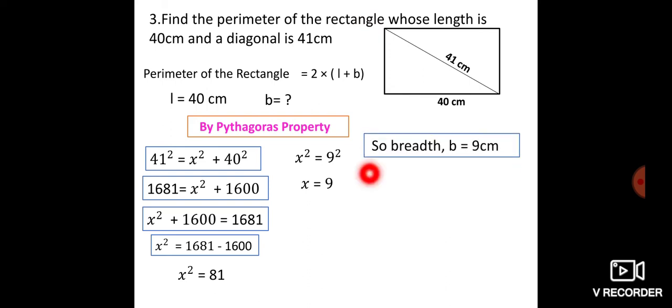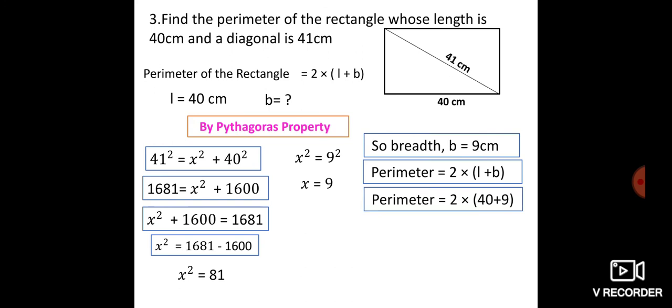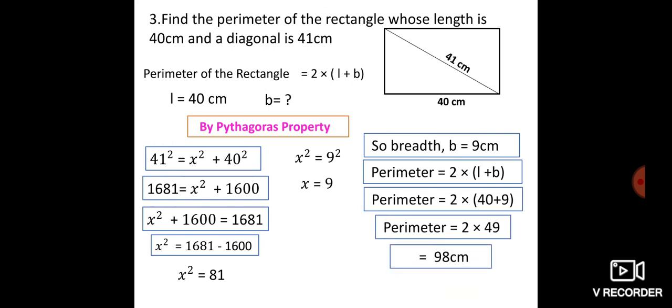So, by using this equation, 2 into (L plus B), we find the perimeter. Perimeter equal to 2 into (L plus B). L is 40, B is 9. 2 into (40 plus 9), 2 into 49, that is 98 centimeter. Thus, we got the perimeter of the rectangle by using diagonal and one length.